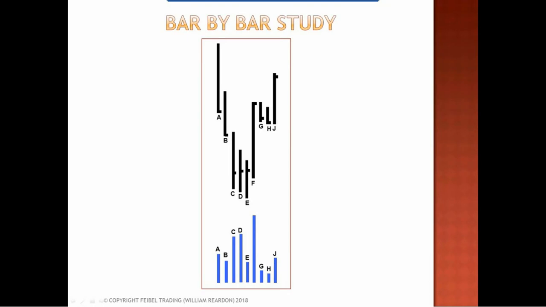If bar E closed higher with the same volume, would it still show no supply? Okay, so it's a hypothetical question. I'll answer it. If we close here, would this still show no supply? Yes. In fact, I would prefer it.